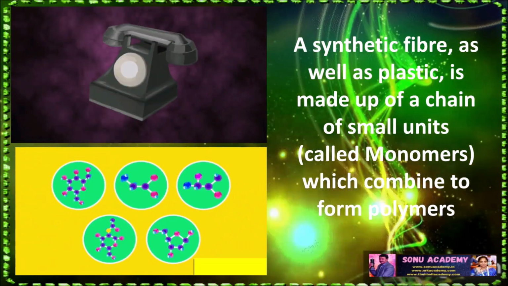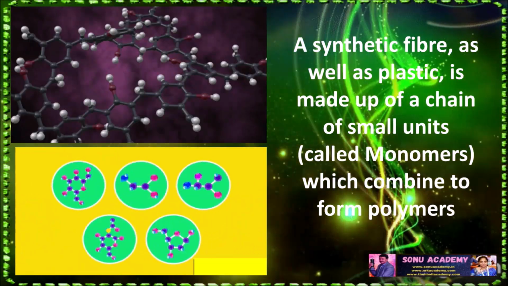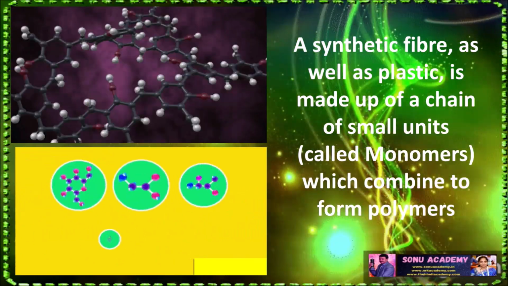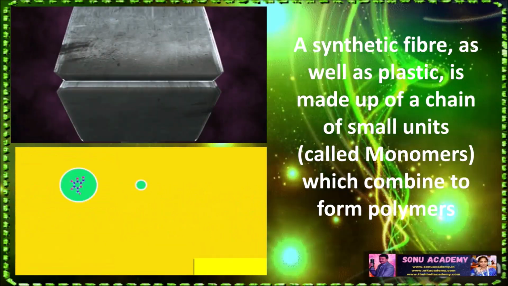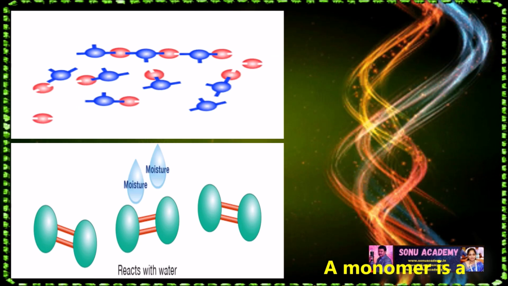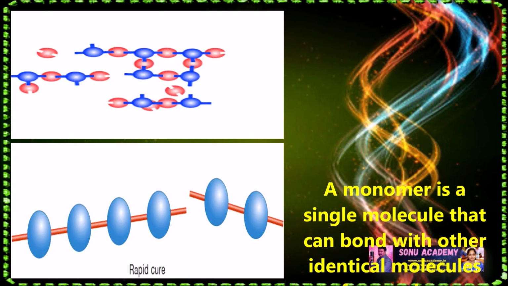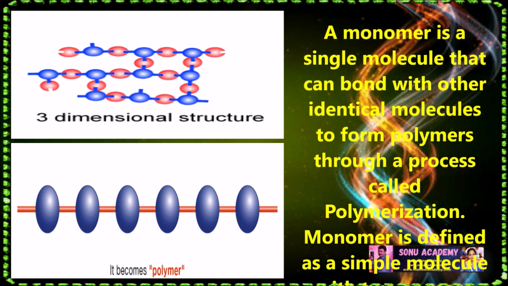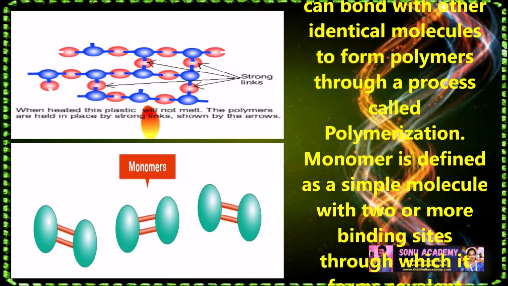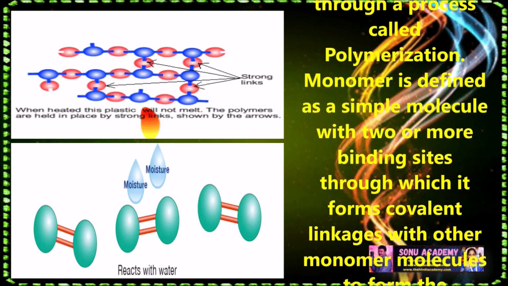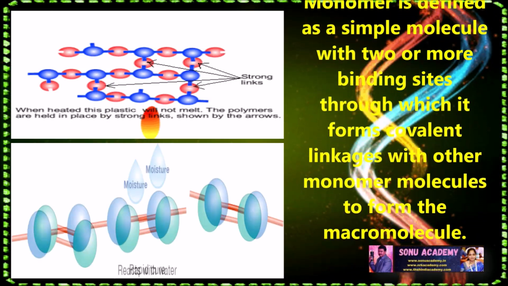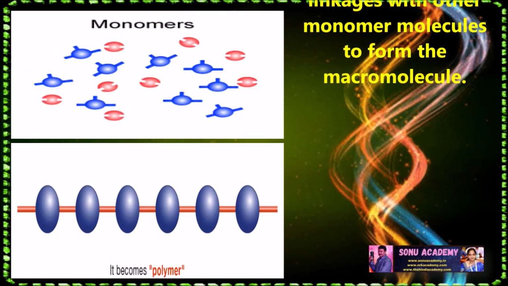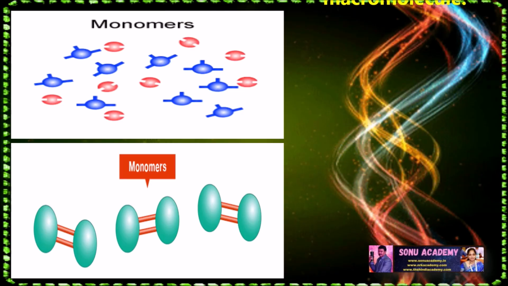Children, a synthetic fiber as well as a plastic is made up of a chain of small units, which we already discussed, called monomers, which combine to form polymers. Children, let us discuss monomers. A monomer is a single molecule that can bond with other identical molecules to form polymers through a process called polymerization. A monomer is defined as a simple molecule with two or more binding sites through which it forms covalent linkages with other monomer molecules to form the macromolecule.